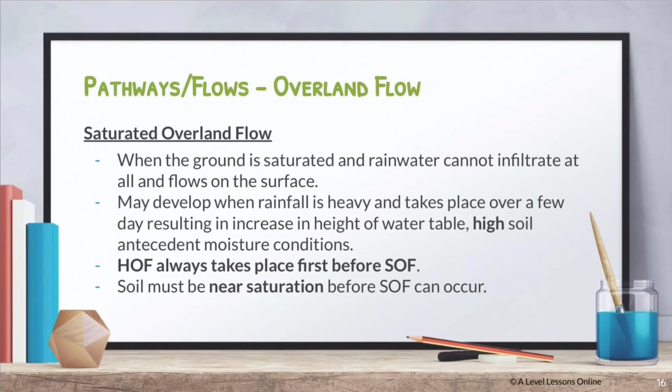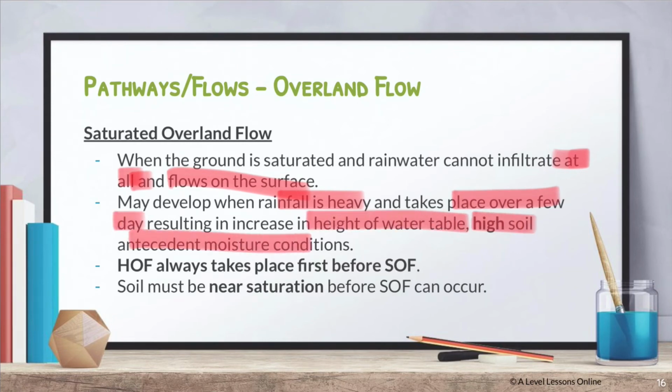SOF occurs when the ground is saturated and rainwater cannot infiltrate at all, and it flows on the surface. So it's different. This means that basically infiltration cannot even take place to begin with. It may develop when rainfall is heavy and takes place over a few days, resulting in an increase of height in the water table and high soil antecedent moisture.